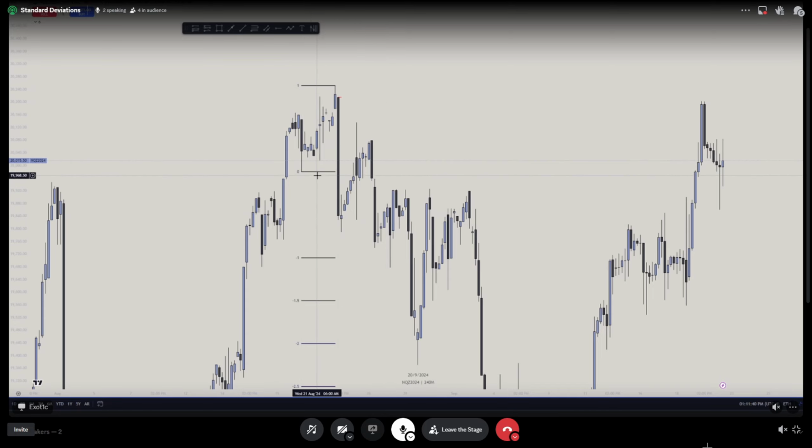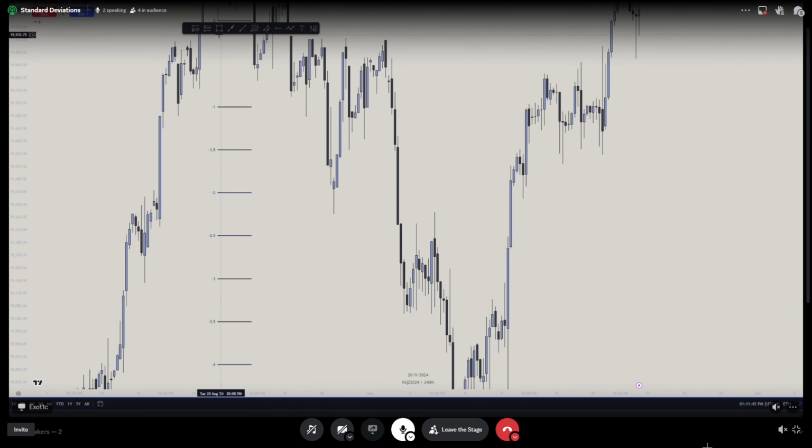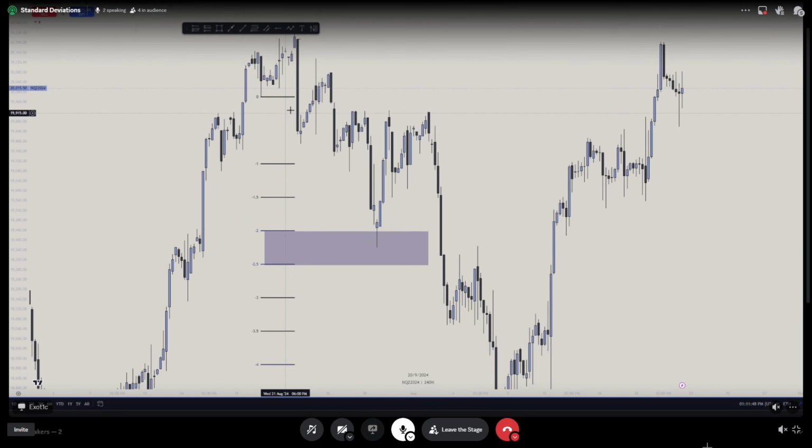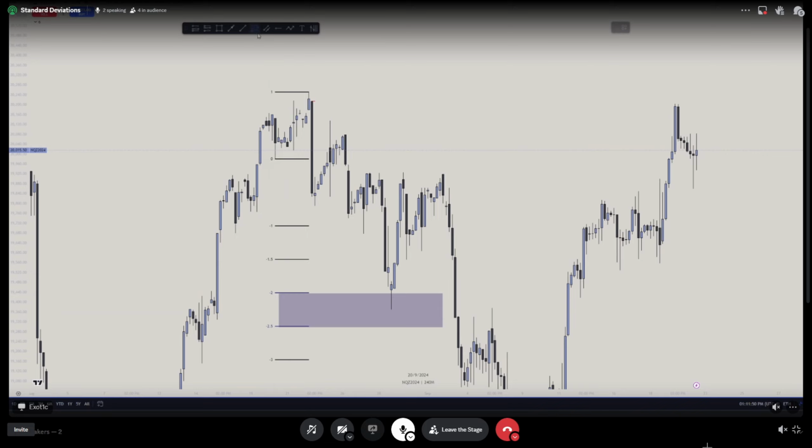You draw your standard deviations here, right? What do we see here? 2 to 2.5. You have your rejection here, right? Where do we go from this 2 to 2.5 up here? How far can we go up? We can go back up to equilibrium, start to reject equilibrium, and we make our next internal breaker block right here.